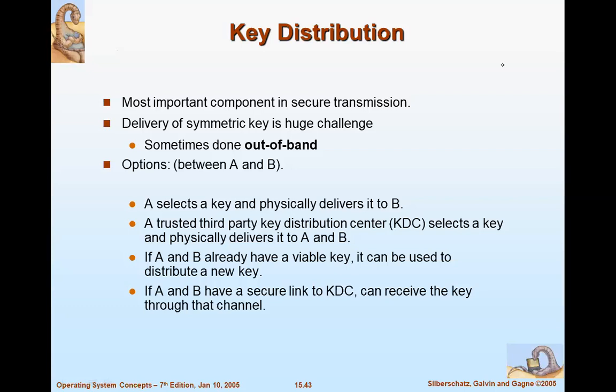So here the KDC, a key distribution center, can be used, which selects a key and physically delivers it to A or to B. If A and B already have a viable key, it can be used to distribute a new key. And let me explain it here on the whiteboard.